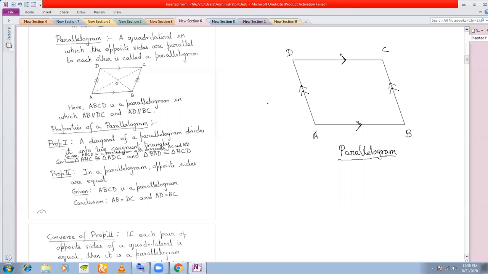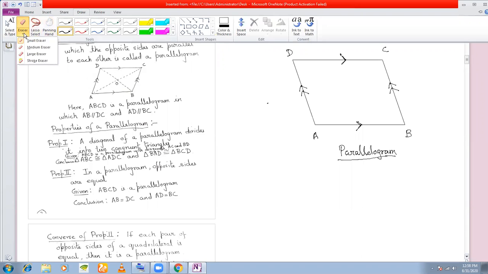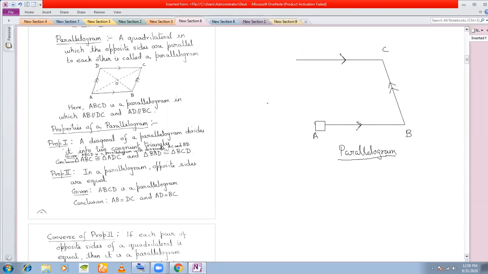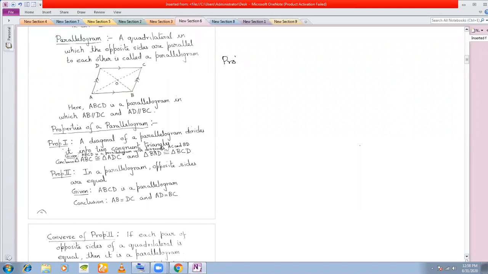We now come to the properties of a parallelogram. The first property is that given a parallelogram, let me redraw this once again. Property 1. Try to understand the properties very well. You have to remember them. Property 1 states that the diagonal of a parallelogram divides it into two congruent triangles.